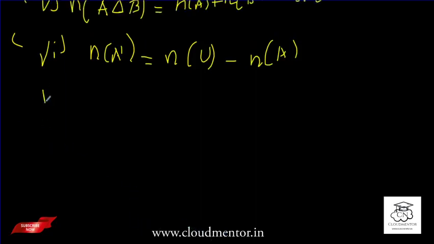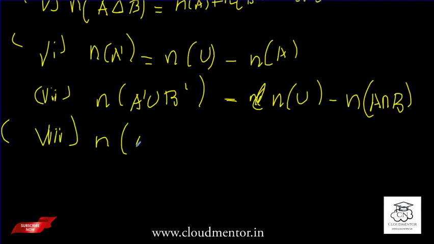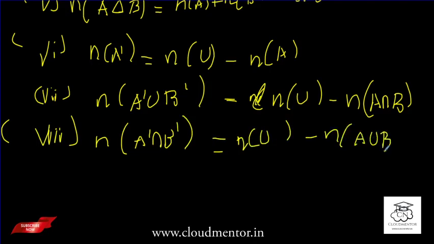Now the seventh one, that is n of A complement union B complement, will be equal to n of U minus n of A intersection B. And the eighth one, n of A complement intersection B complement, will be equal to n of U minus n of A union B.